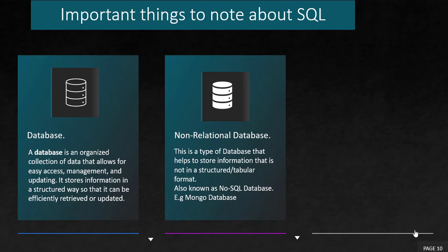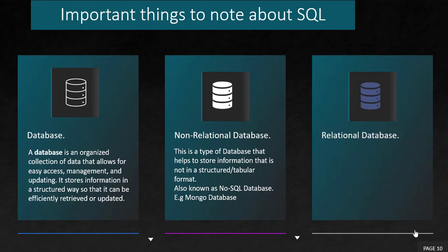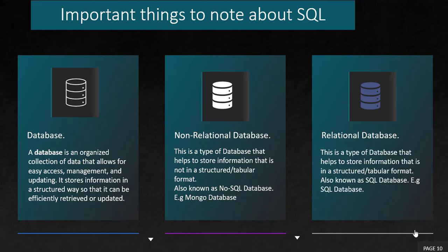The next one which we'll look at is the relational database. A relational database, also known as the SQL database, which is our focus in this course, is the type of database that helps to store information that is in a structured or tabular format. Like I said, your Excel tables having the rows and columns, those have structures. And data with structure can be stored in a relational database. So the structure of your data will determine the database your data will go into.